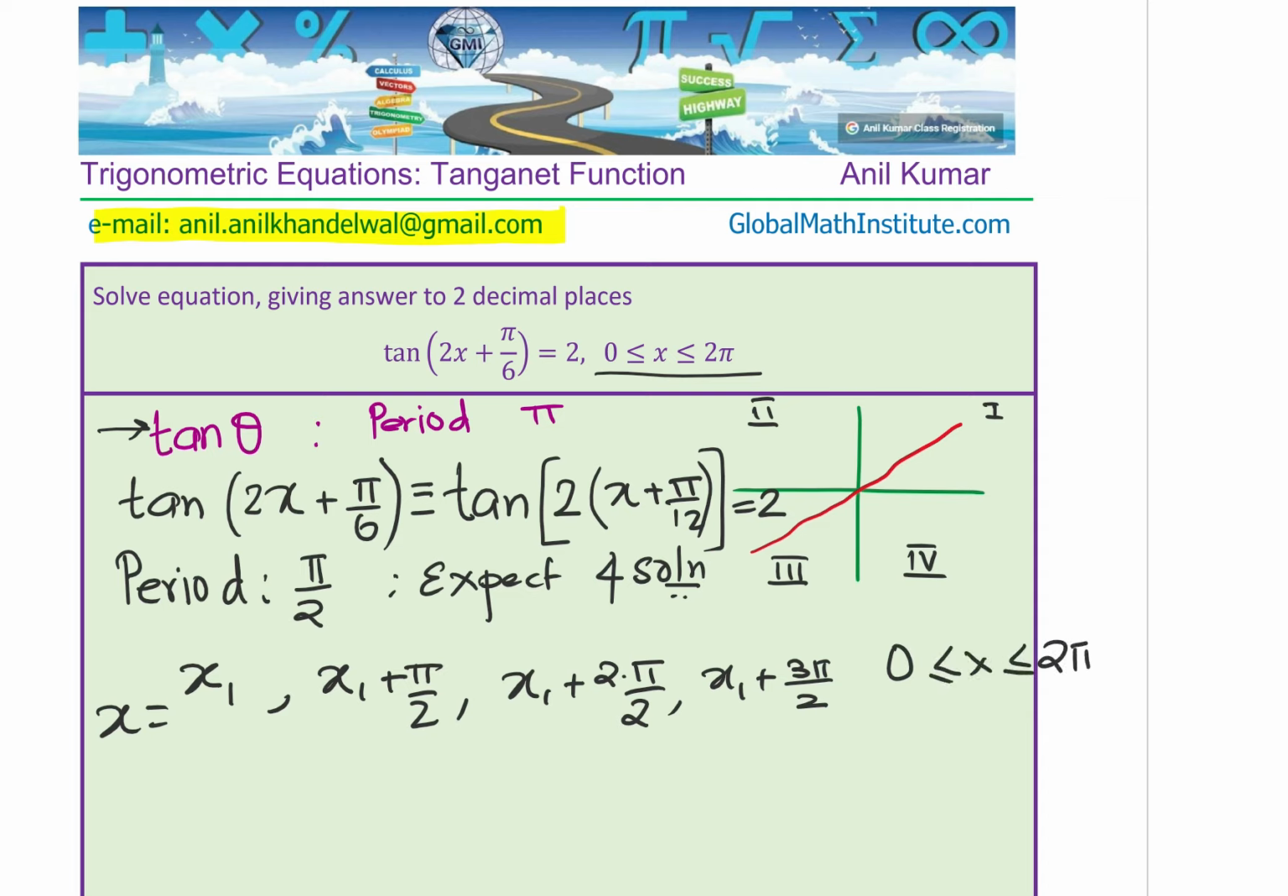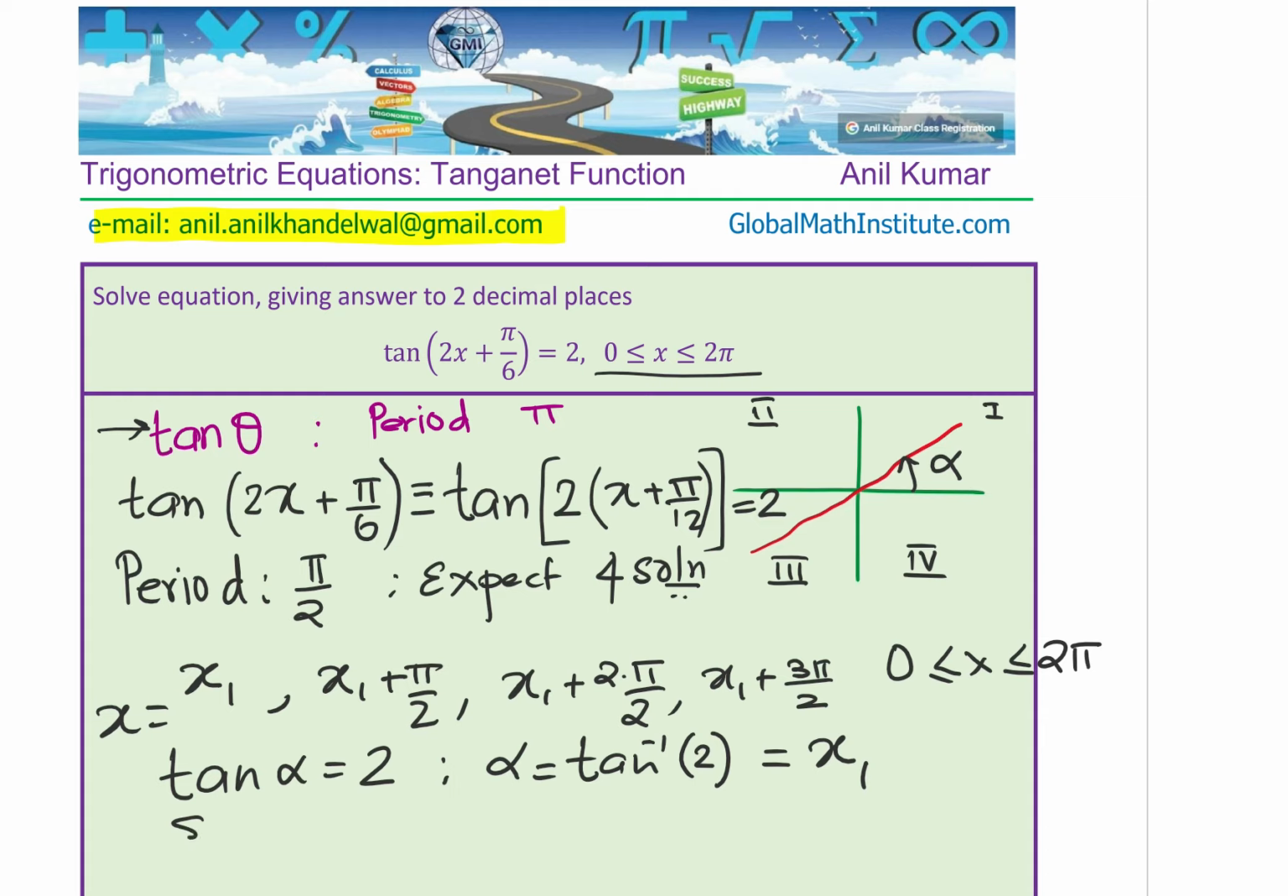I hope you understand this strategy. What we are going to do is find the acute angle alpha first. We'll solve the equation tan of alpha equals 2. That gives us alpha equals tan inverse of 2, correct? So we'll find this particular value. Once we find this value, that will be our x1. To this value, we are going to add multiples of pi by 2.